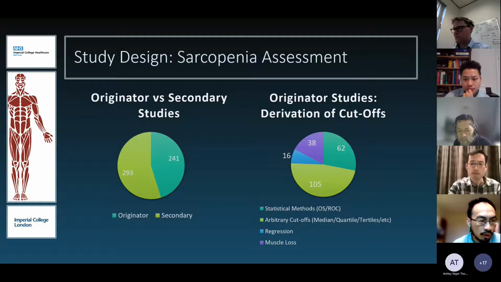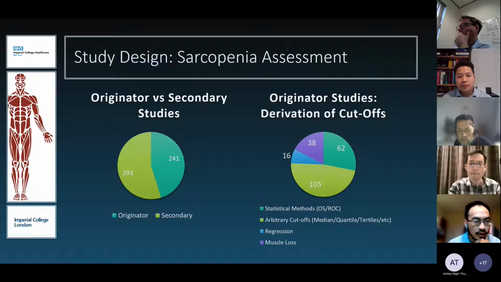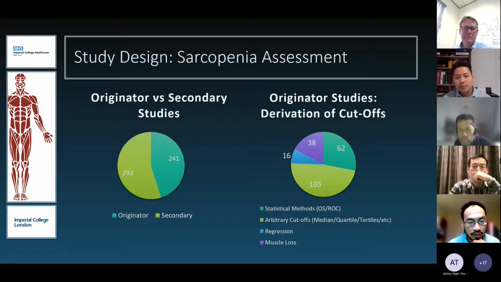We arbitrarily divided the studies into originator and secondary studies. The originator studies are the ones where they've analyzed their population and tried to derive some kind of cutoff or definition of what sarcopenia is, and the secondary studies are the ones that try to apply that somehow. You can see that there's a variety of statistical methods, optimum stratification and ROC analysis to derive a binary cutoff, and then you've got arbitrary methods where they have just taken, all right, what's the median, let's put it there and let's see if it's significant. And then a smattering of a few other things.